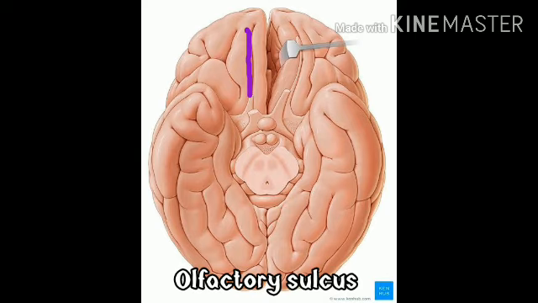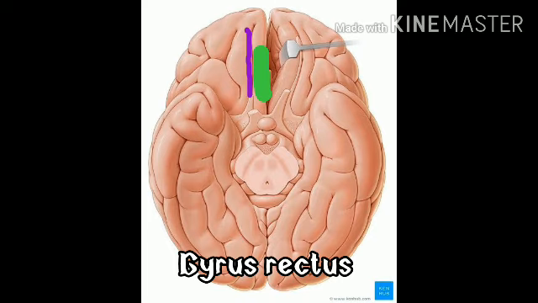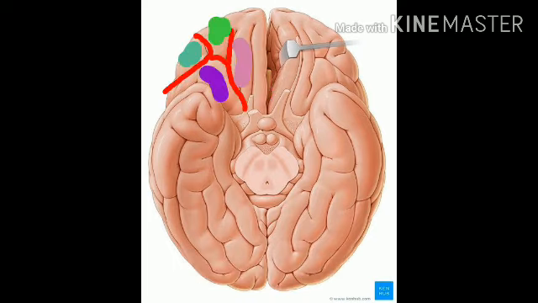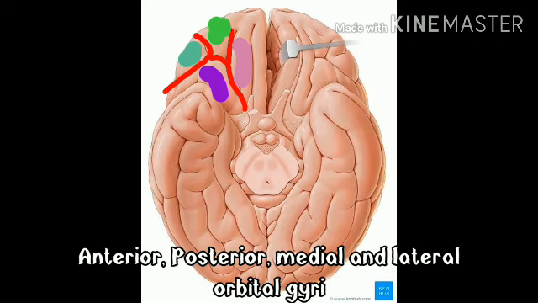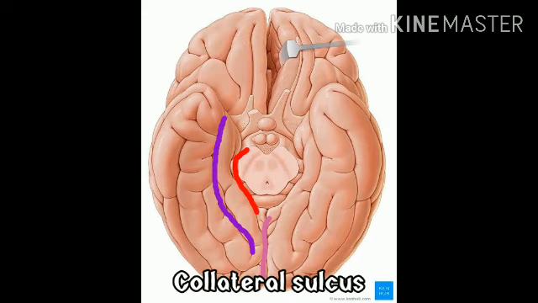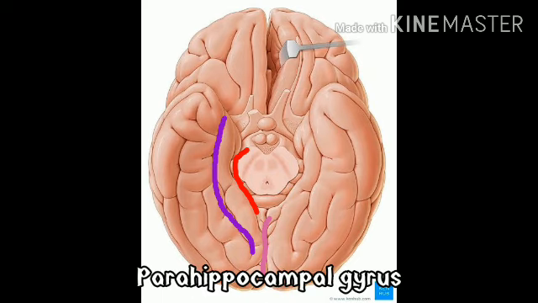Medial to the olfactory sulcus, we can see a gyrus called gyrus rectus. Lateral to the olfactory sulcus, we can see an H-shaped sulcus that encloses four gyri. They are the anterior, posterior, medial and lateral orbital gyri. The collateral sulcus runs parallel to the hippocampal border and medial occipital border, and encloses a gyrus called the parahippocampal gyrus.